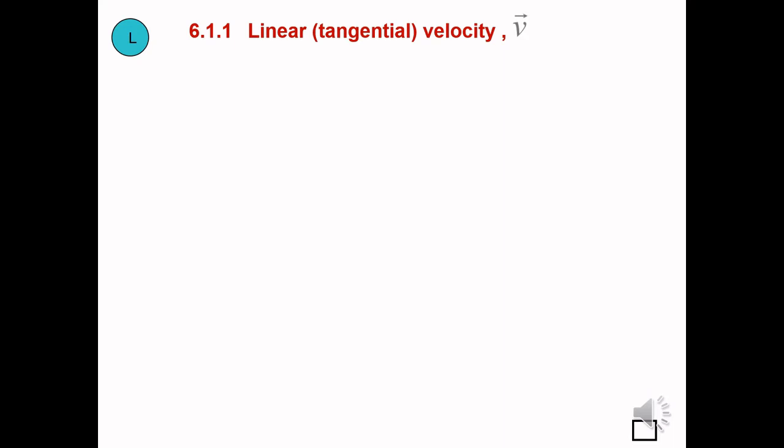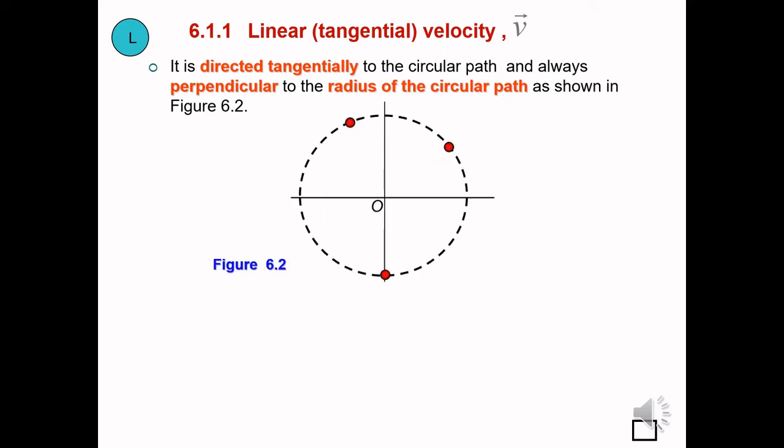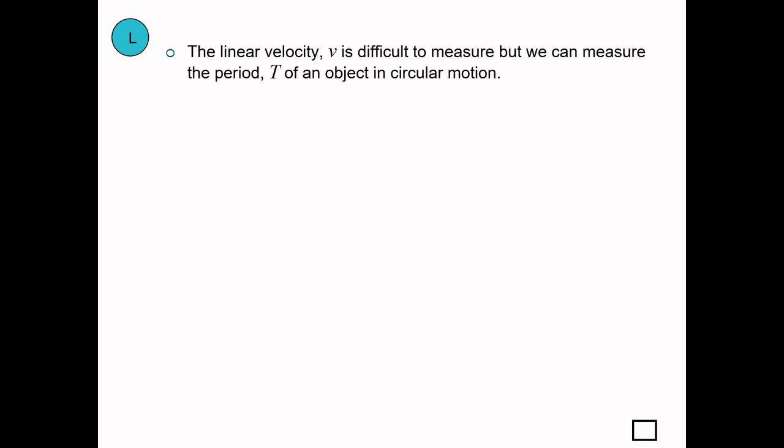Linear velocity or tangential velocity. It is directed tangentially to the circular path and always perpendicular to the radius of the circular path, as shown in Figure 6.2. Consider three positions of the object that moves in the anticlockwise direction: position 1, position 2, and position 3. In uniform circular motion, the magnitude of the linear velocity or speed of an object is constant, but the direction is continually changing. The unit of the tangential or linear velocity is meter per second. The linear velocity v is difficult to measure, but we can measure the period T of an object in circular motion.